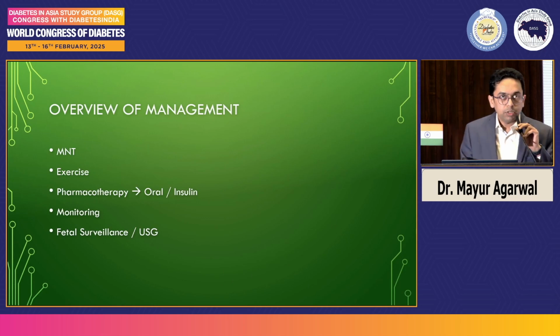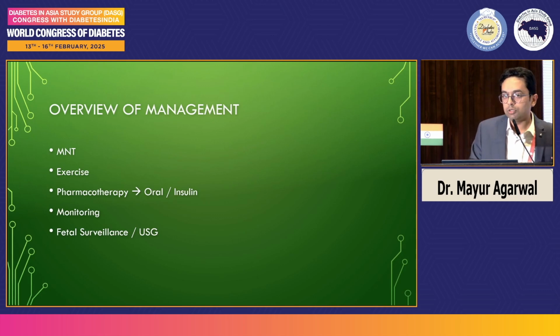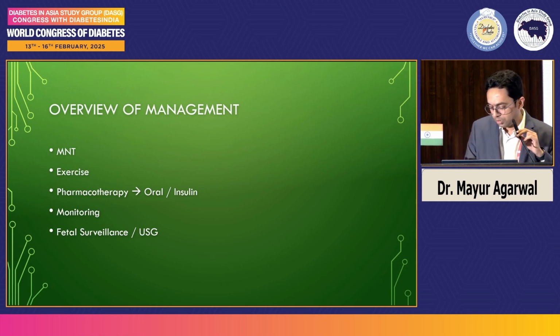Overview of the management of GDM, or say diabetes in pregnancy: the important thing is obviously MNT, exercise if allowed by the gynec. Maybe if the placenta is lower down, the patient will not be allowed exercise. All those things you have to keep in mind. And then the very important question is metformin versus insulin, oral therapy versus insulin. I will be discussing that, and monitoring and the fetal surveillance, how to do it.